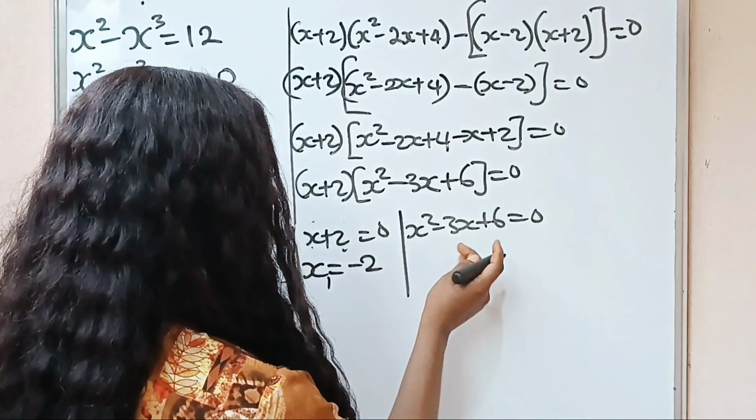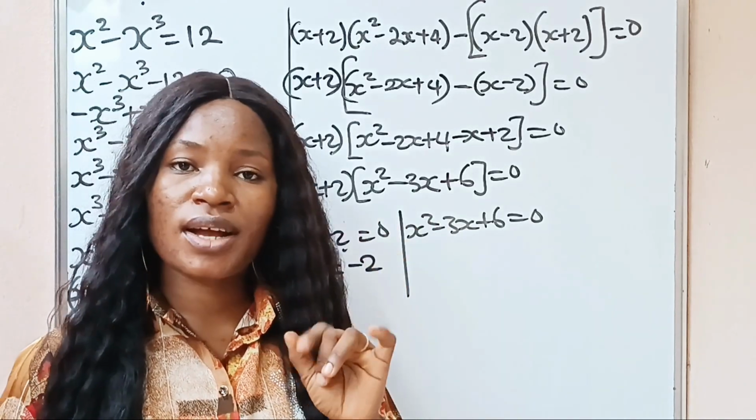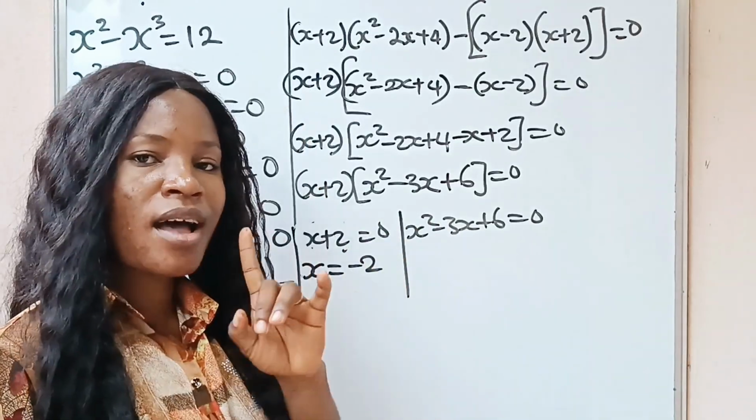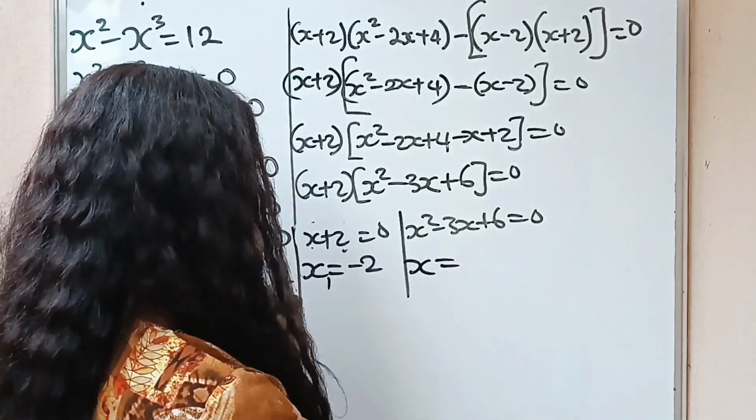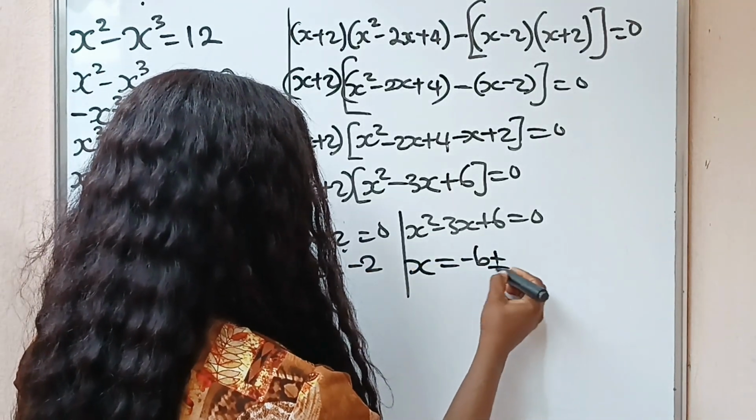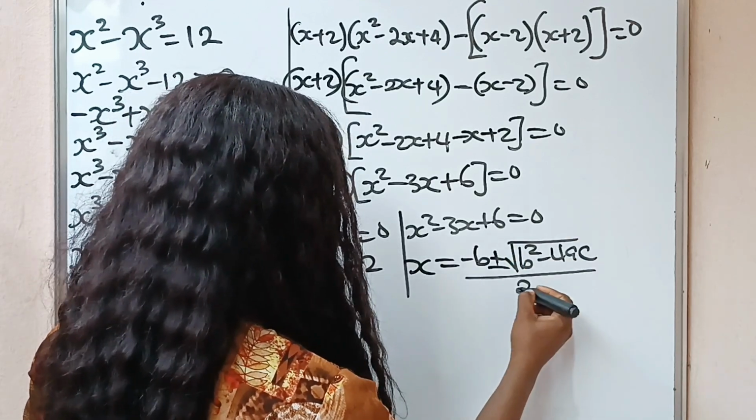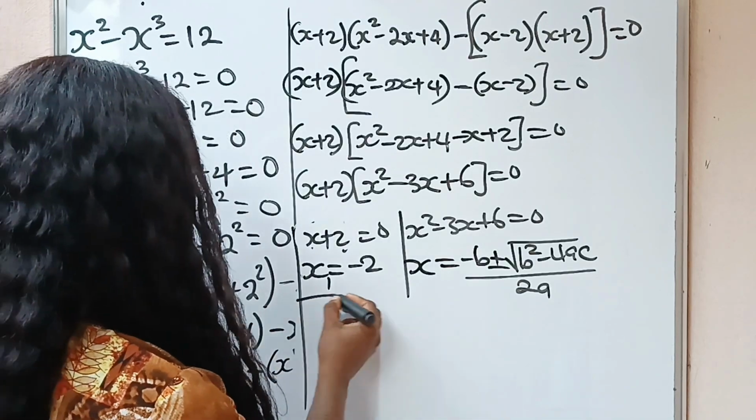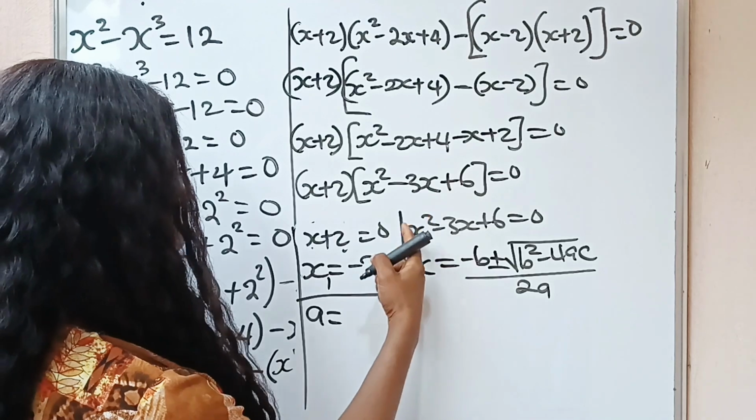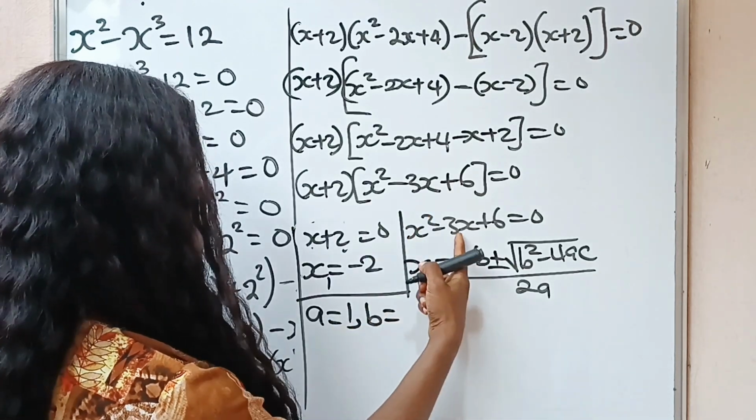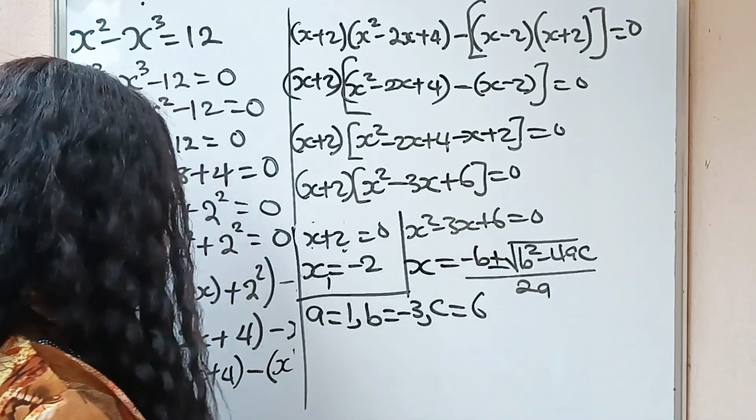Now here, we have x² − 3x + 6. We can find this using the quadratic formula. This formula states that when you want to find the value of x, x = (−b ± √(b² − 4ac)) / 2a. Now, what is our a, what is our b, and what is our c? Our a is the coefficient of x², which is 1. Our b is the coefficient of x, which is −3. And our c is our constant, which is 6.